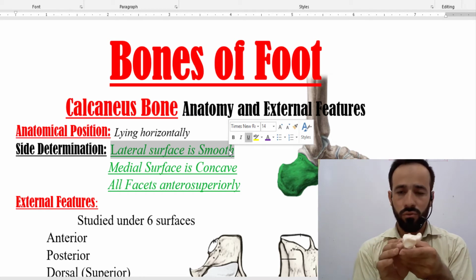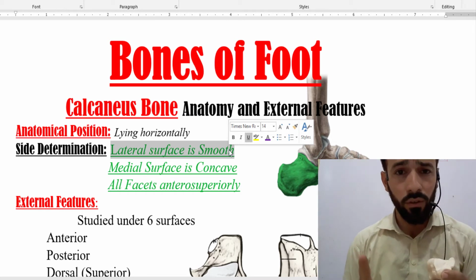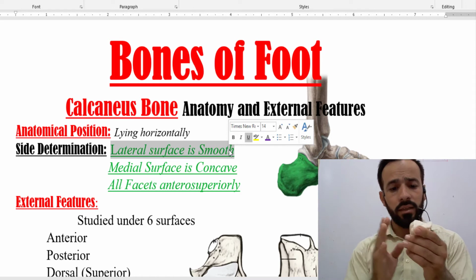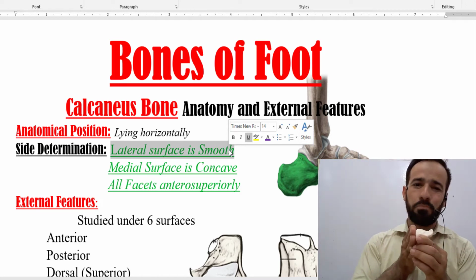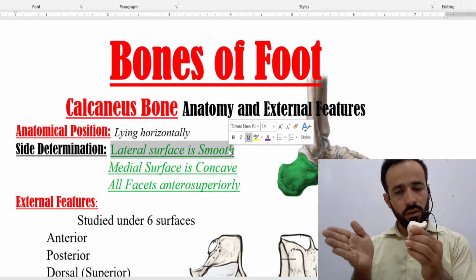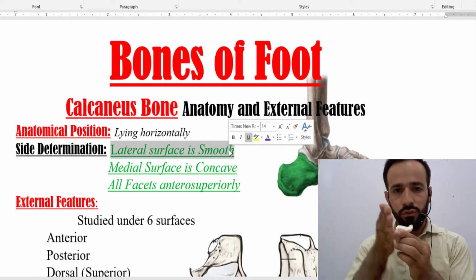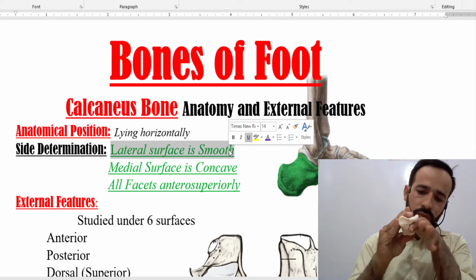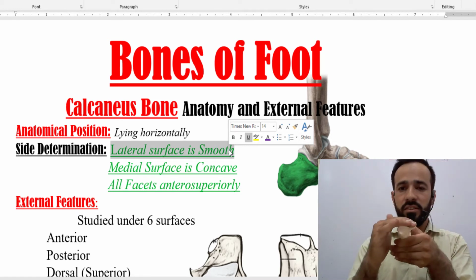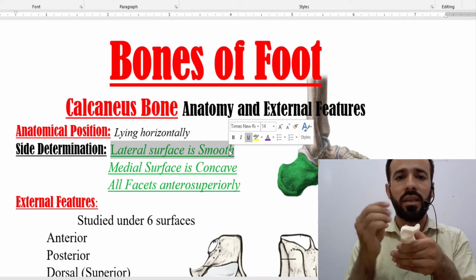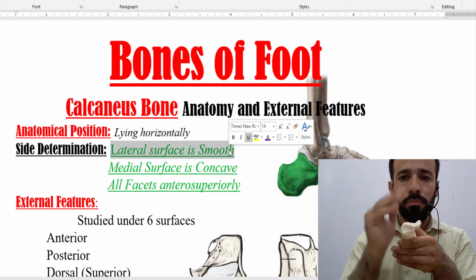That's so simple. So look, what are the points of recognition of the bone? The smooth surface should be kept laterally, the concave surface should be medially, and all the facets which are present in this bone should be kept anterior superiorly, right?